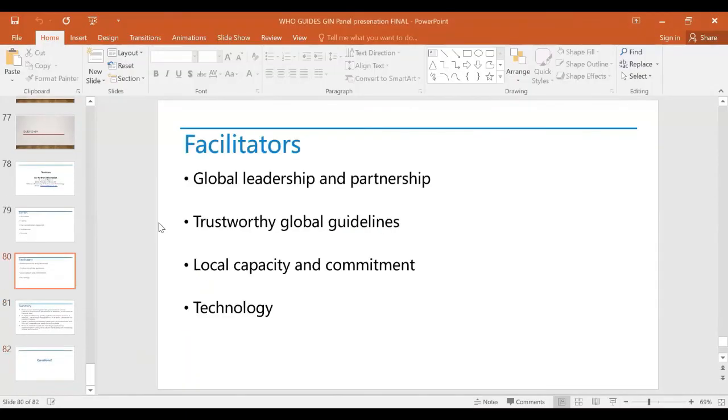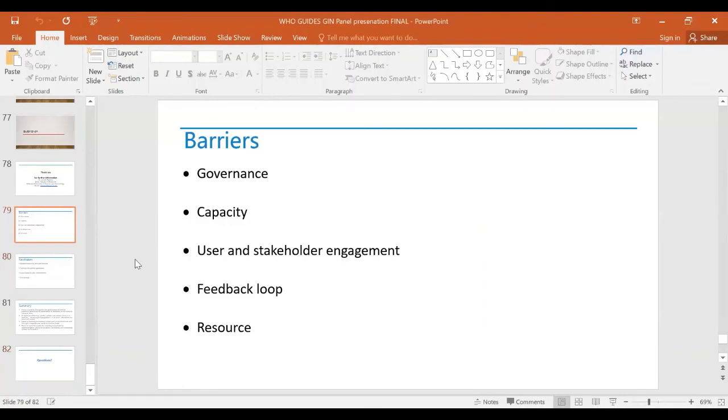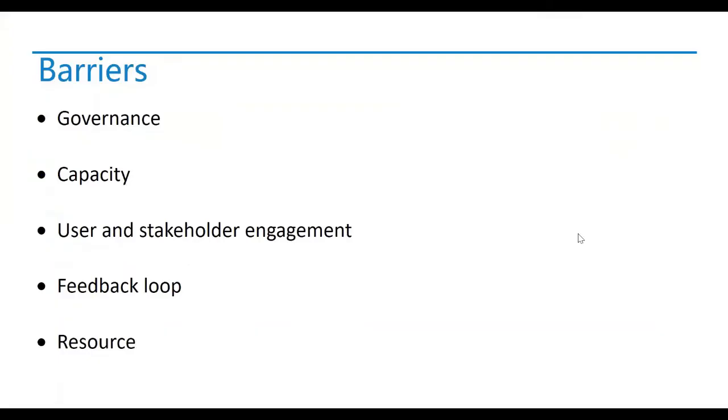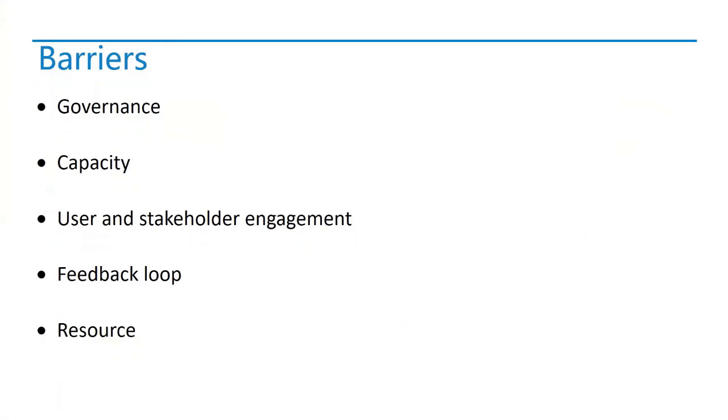So as you've heard on the challenges and barriers, again to summarize, this is not the first time. We've heard it from the high-income countries' presentations in the different sessions during the conference that I've attended. Depending on what level we're working on, governance, capacity, the need for user and stakeholder engagement, feedback loops, and resources are always an issue in guideline implementation and adaptation. And these things are an even bigger challenge in settings where we're working in most of these low- and middle-income countries.